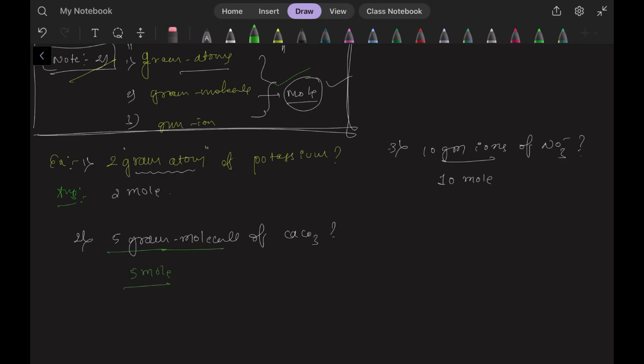Gram ions, gram molecules, gram atoms, इसका meaning होता है moles. Then we can easily solve the remaining questions also. Please better to remember.